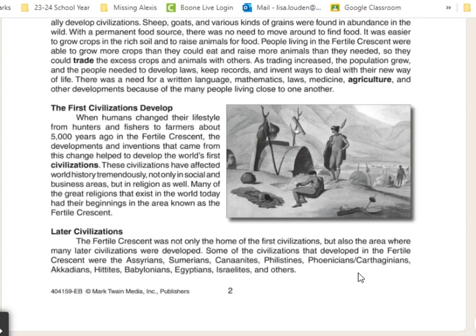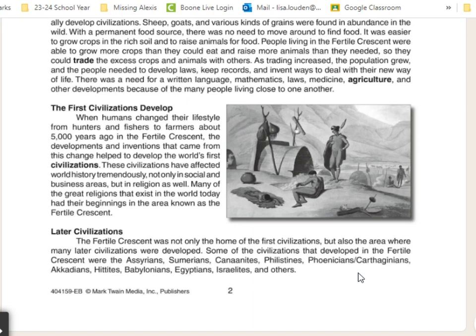As trading increased, the population grew, and the people needed to develop laws, keep records, and invent ways to deal with their new way of life. There was a need for a written language, mathematics, laws, medicine, agriculture, and other developments because of the many people living close to one another.